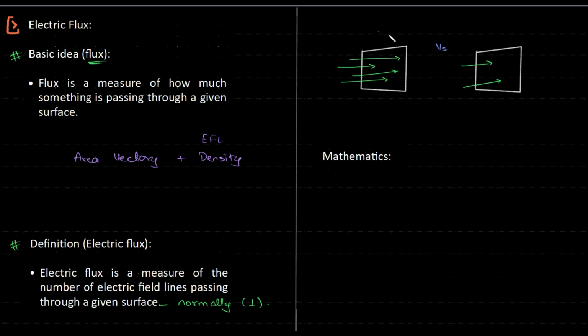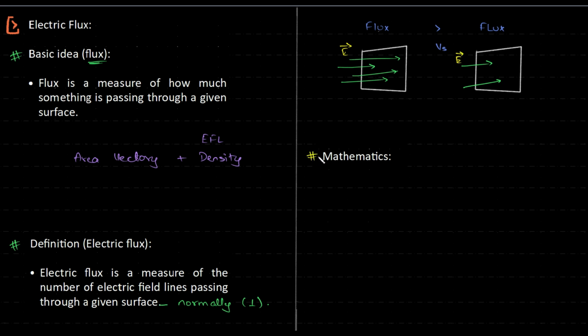Now, when we compare, this flux is clearly more than this flux because the areas are same. The number of field lines passing through on the first is more than that of the second. As simple as that. If these lines are electric, then it's electric flux. That's it.